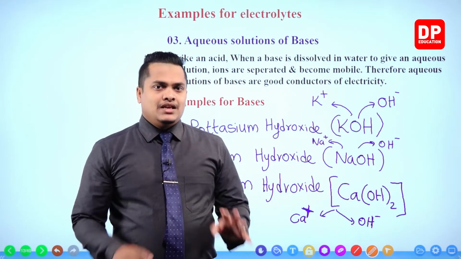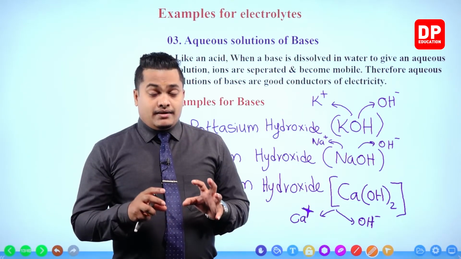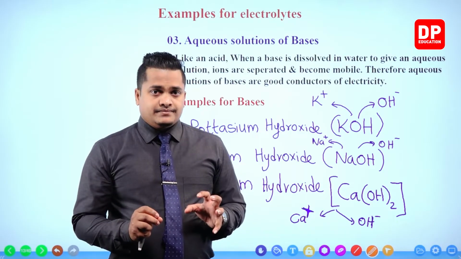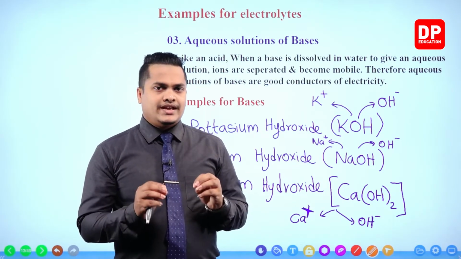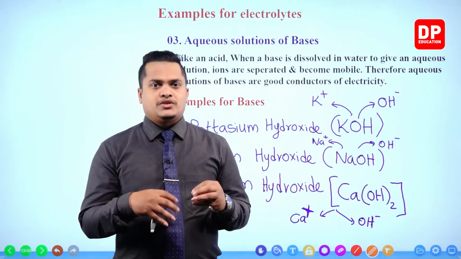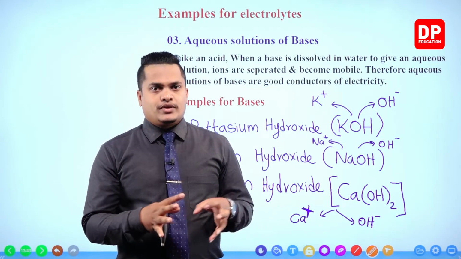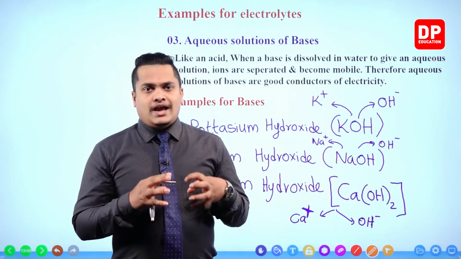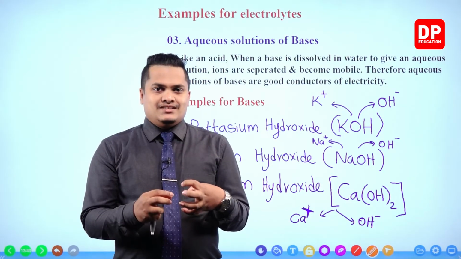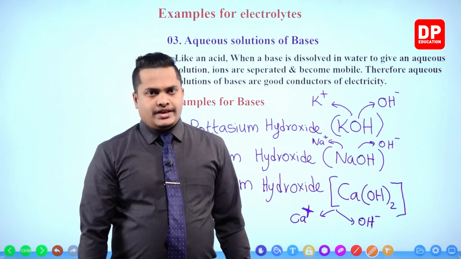Second example, aqueous solutions of acids. Aqueous solutions of acids also create plus and minus charges when they are mixed with water. So these are going to conduct electricity. Therefore, aqueous solutions of acids are good examples for electrolytes.